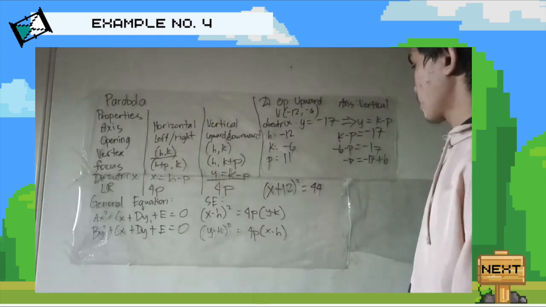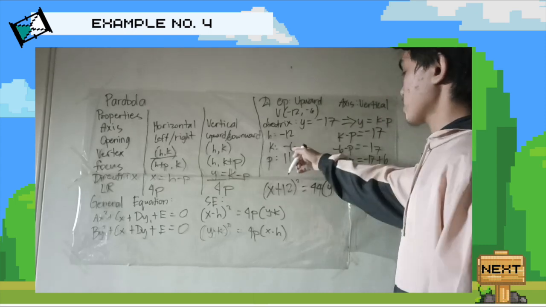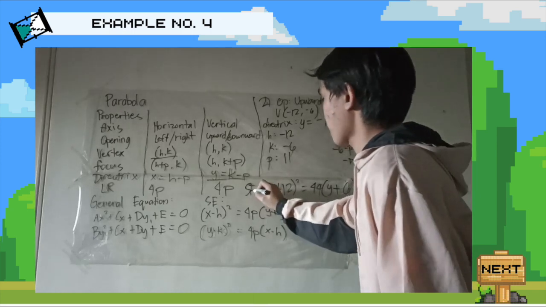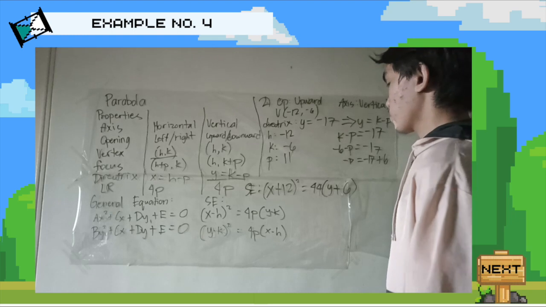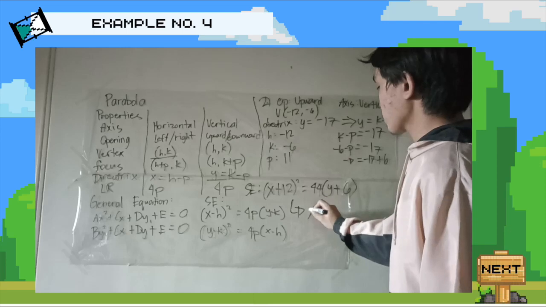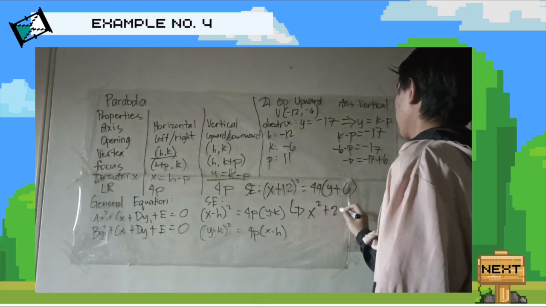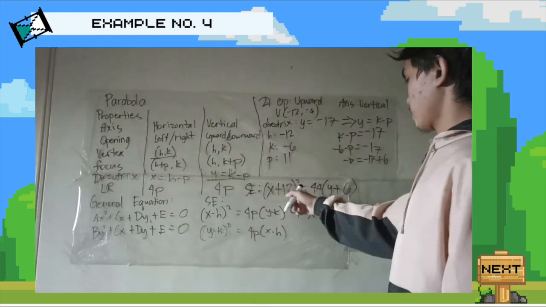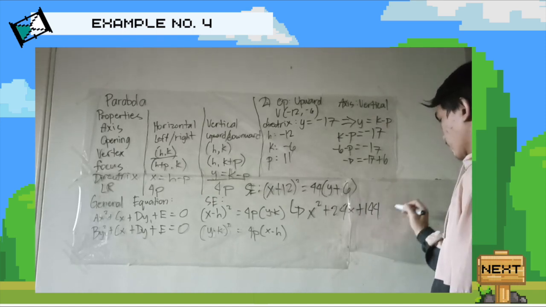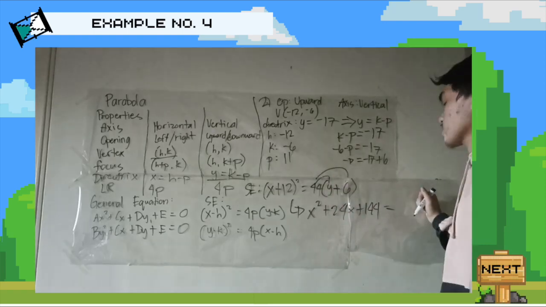So 44 times the y minus k quantity. Our k is negative 6, therefore this is positive 6. Now this is our standard equation. We have to expand this to get the general equation in this form. X squared plus 12 times 2, that is 24, times x, that is 24x, and 12 squared is 144, plus 144 equals 44. You just have to distribute that in every term inside the parentheses.